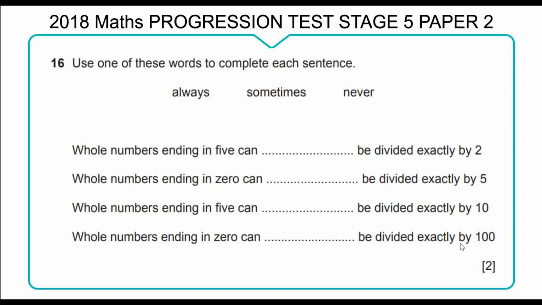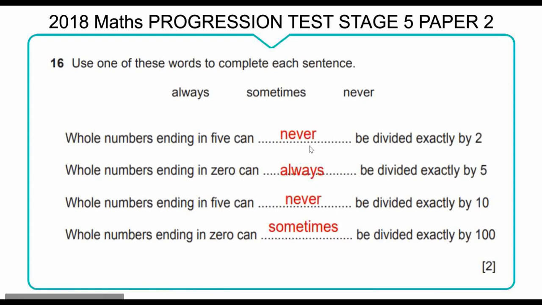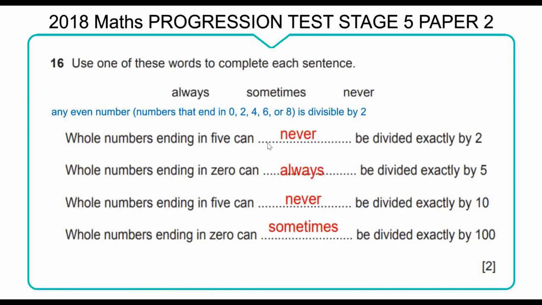Have you got the answer? If you haven't, you may pause this video. Now let's reveal the answer. So the answer is never, always, never, sometimes. Let's check it out one by one. Whole numbers ending in 5 can never be divided exactly by 2. The reason is only even numbers, numbers that end in 0, 2, 4, 6, or 8, are divisible by 2. 5 is an odd number, so the answer is never.